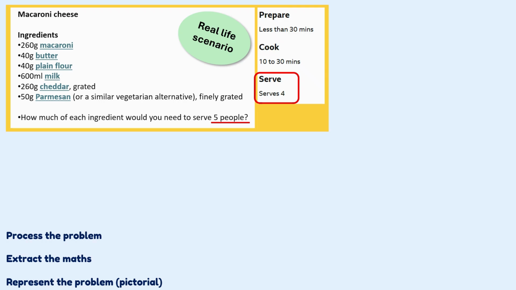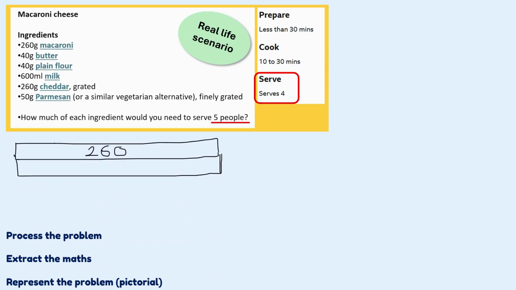If you'd like to have a look at my division strategies video, I will link it here. But for my first way of representing the problem, I'm going to use a bar model. So the first ingredient, macaroni, we need 260 grams for 4 people. So I'm going to split that in half and in half again. That's divided it up by 4, and that means there'll be 65 grams per person.